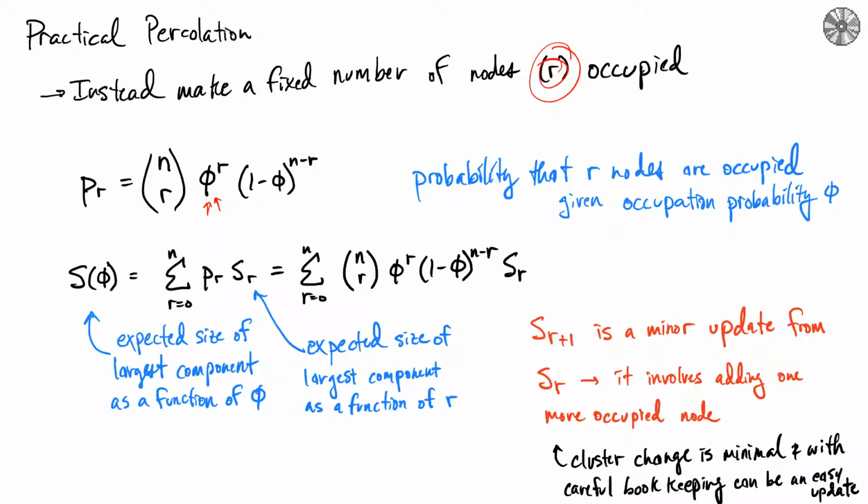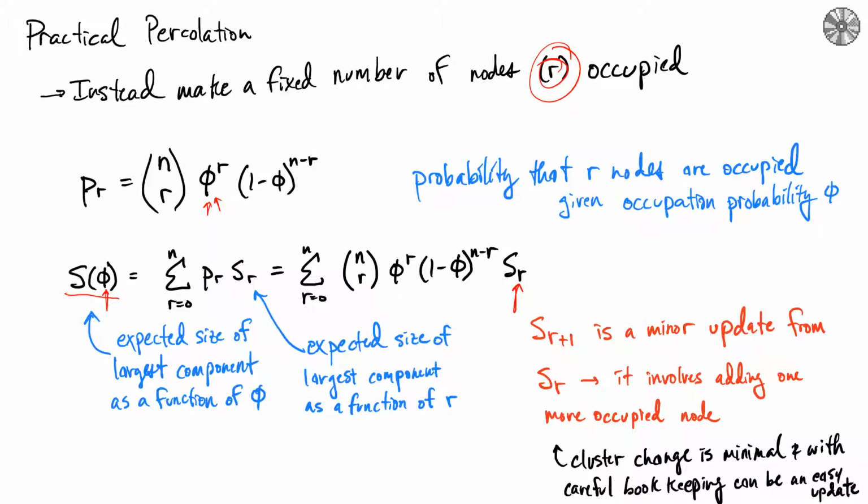When R nodes are occupied, and then you're going to reduce that only by one node, and so it's pretty easy to update the clusters or the components that you already have kind of stored away. So what makes that possible is the fact that we can express the expected size of the largest component, so the biggest component, as a function of this occupation probability. We can actually express that in terms of the expected size of the largest component as a function of the number of nodes that are occupied.